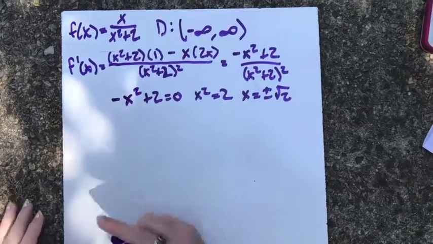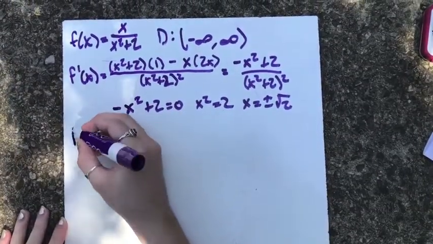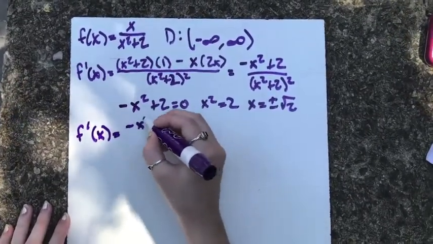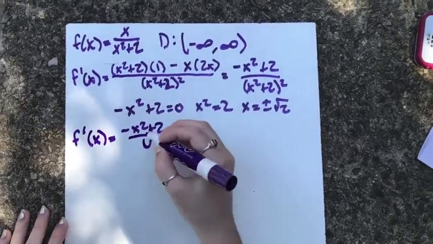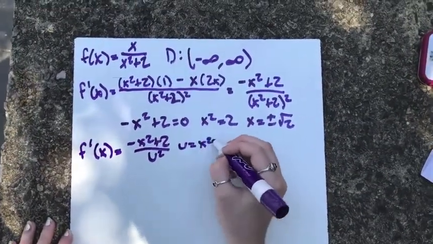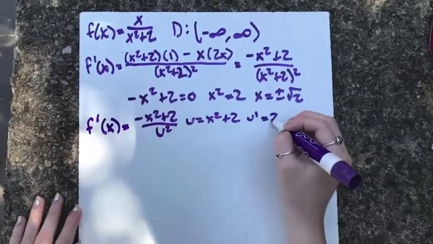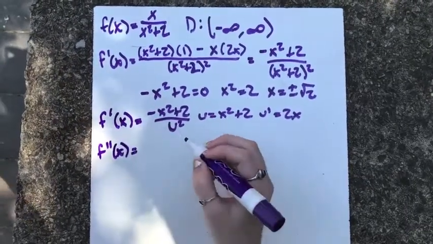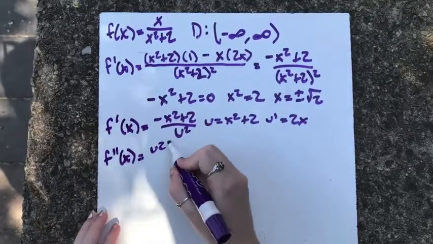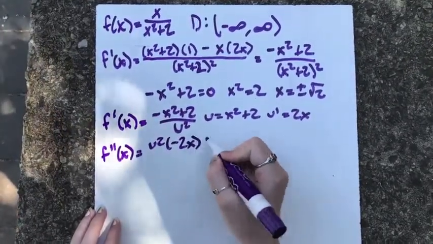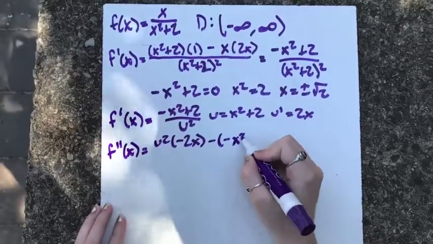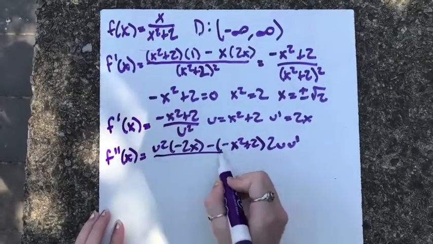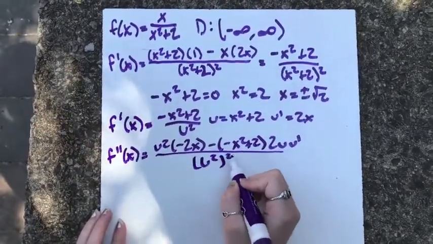Then we need to find the second derivative. And in order to do this, we will need to use the quotient rule and the chain rule. So f prime of x equals negative x squared plus 2 over u squared, and u equals x squared plus 2, and u prime equals 2x. So then f double prime of x equals u squared times negative 2x minus negative x squared plus 2 times 2u prime all over u squared squared.